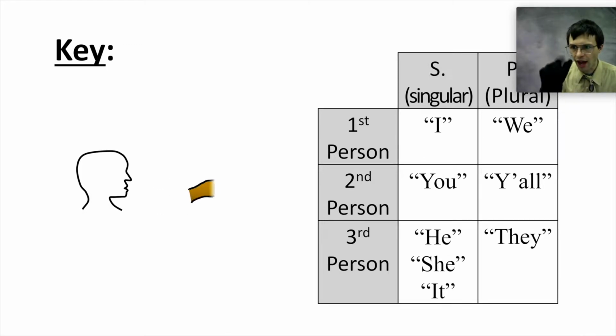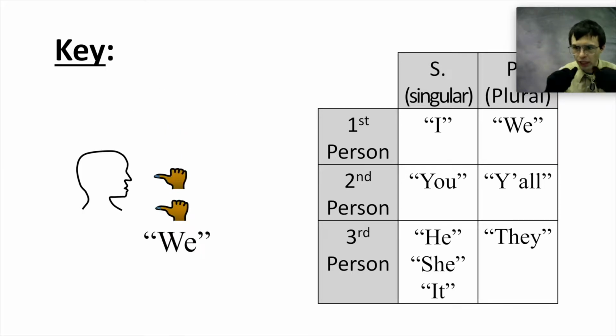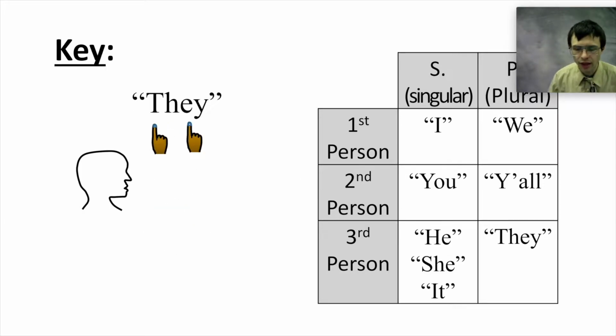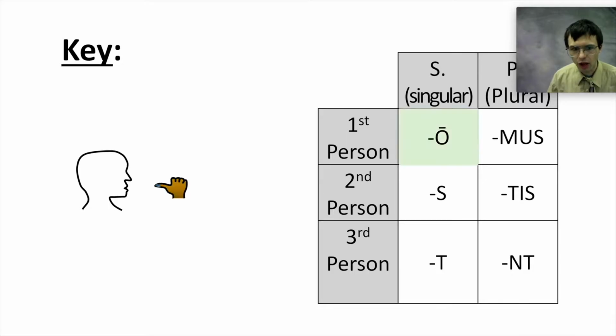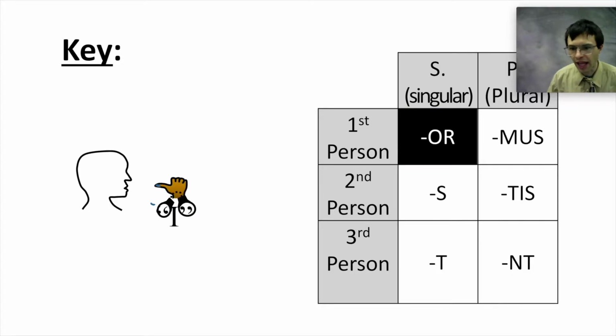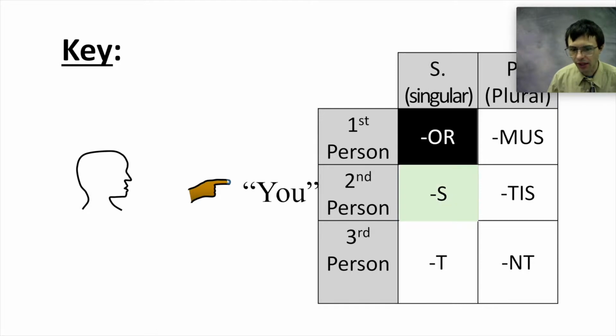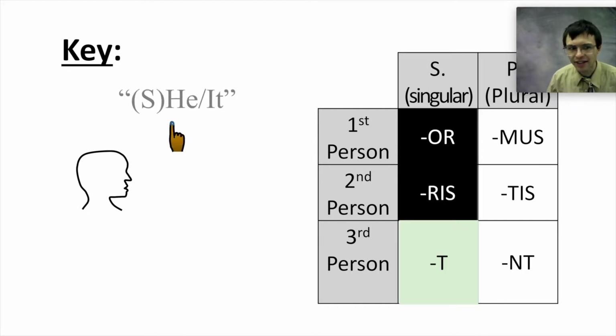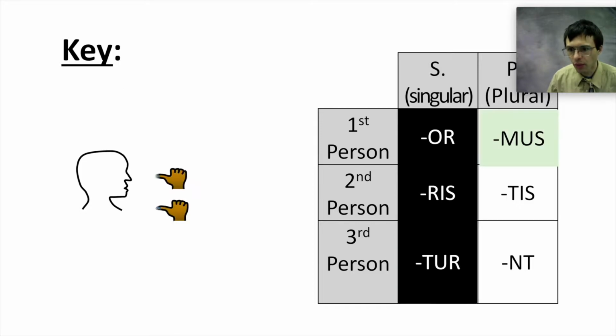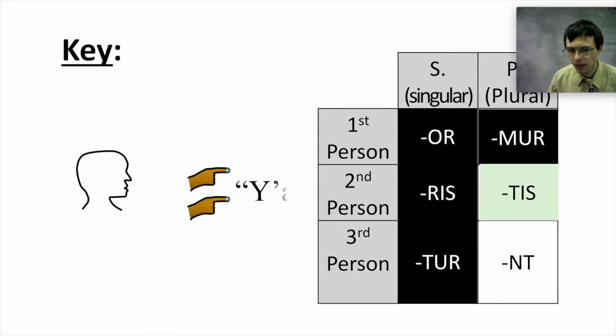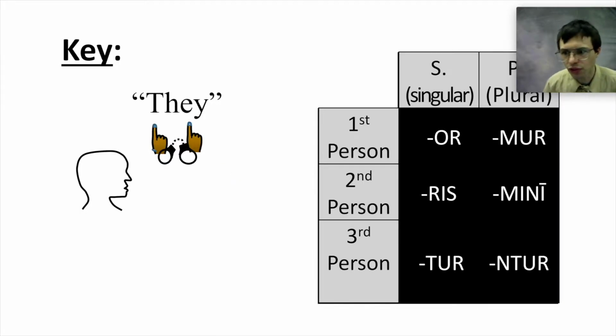The thumb towards you means I, you, he, she, it, we, y'all, and they. And then with passives, O, I becomes I am blanked, or S becomes you are blanked, ris. T becomes he, she, it is blanked, tur. Mus becomes mer, tis becomes mini, and unt becomes untur. Alrighty, and of course the handcuffs signify passiveness, that it's happening to you, maybe against your will, not that you're doing it. So the action is coming inwards rather than going outward.